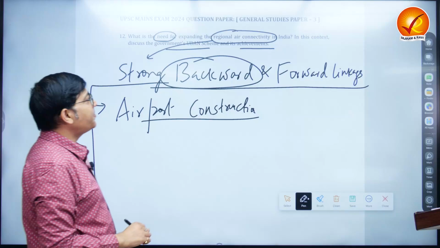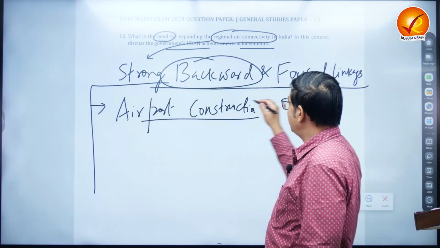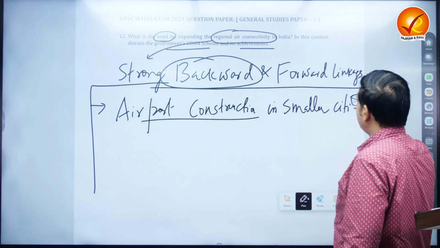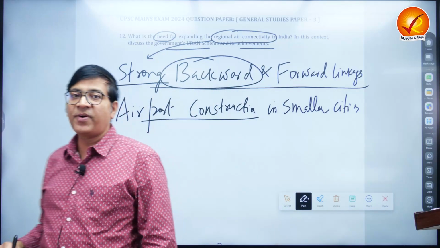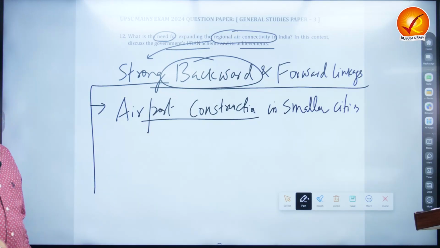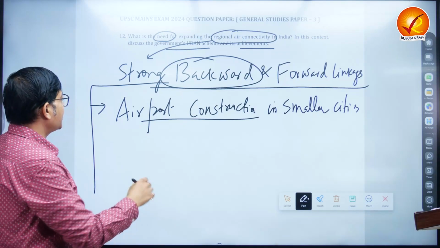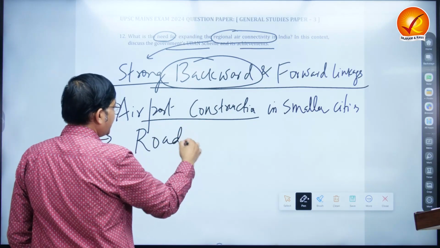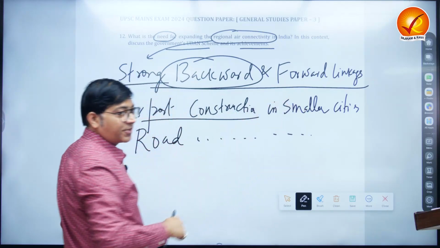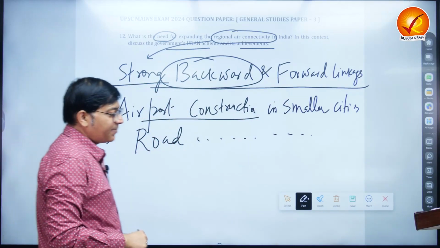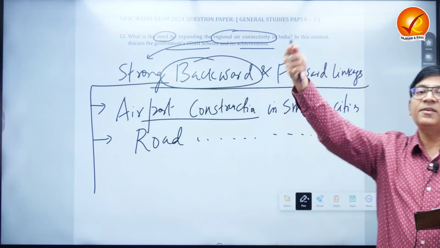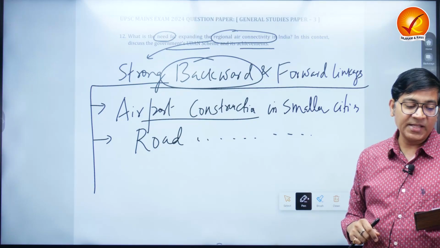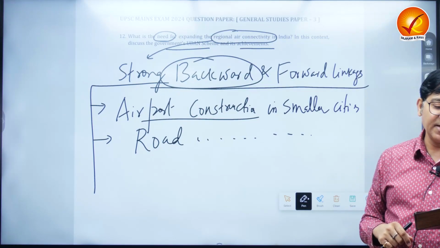Without airport construction in the smaller cities, we cannot go for the regional air connectivity. So one need that you can say is that the backward linkages, it leads to more airport construction, it needs more road constructions, because there must be road connectivity to the airports, etc. Automatically, two separate infrastructures can be linked with the regional air connectivity. Let's not forget, there are many other linkages that can be there in this case.